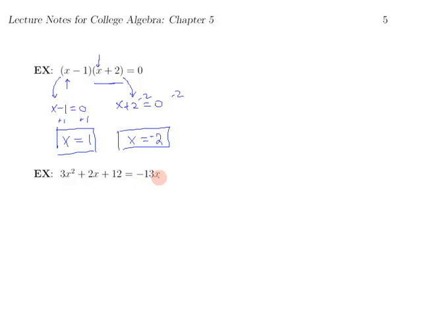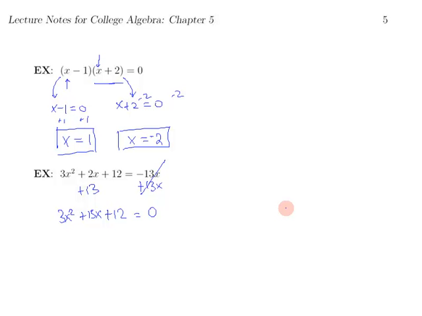So to get it equal to 0, how do I get it equal to 0? Well, just move stuff. Throw things to the other side. We know we can add, say, 13x to both sides, and by doing that, that's going to give me a 0 on the right-hand side. Over here, I'll have 3x squared plus 15x plus 12. So now I'm going to factor.